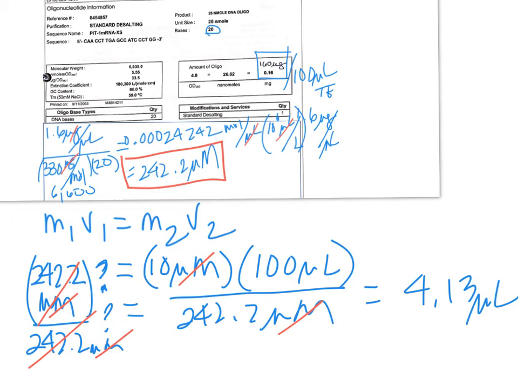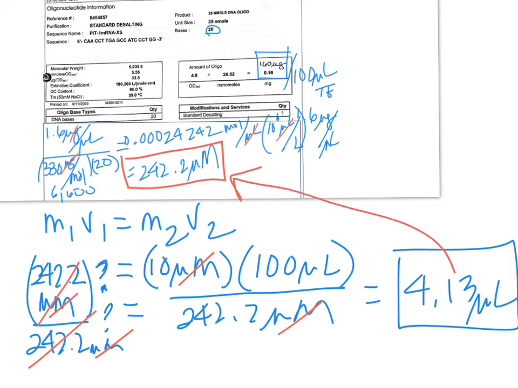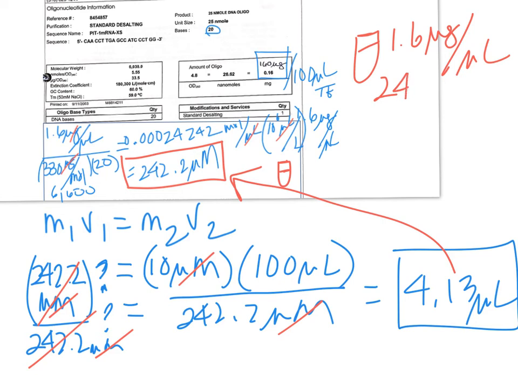All right, so we have 4.13 microliters of our 10 micromolar, exactly not, of our 242 micromolar solution. So that's this tube, our second tube, right? Our first tube is the one that's at 1.6 micrograms per microliter. And then we just calculated that that is equivalent to micromolar.